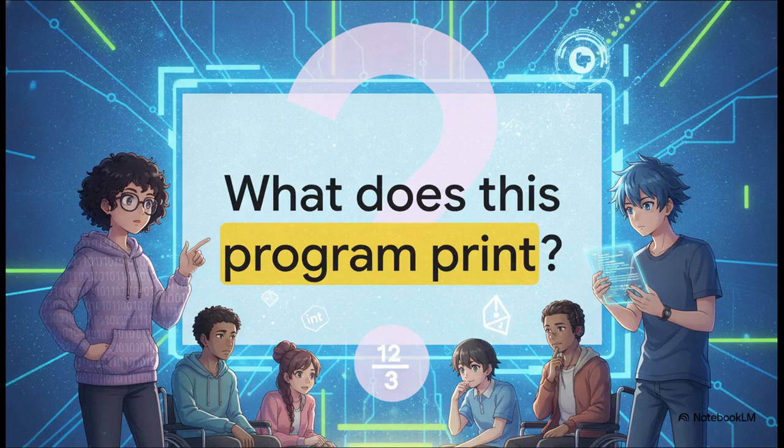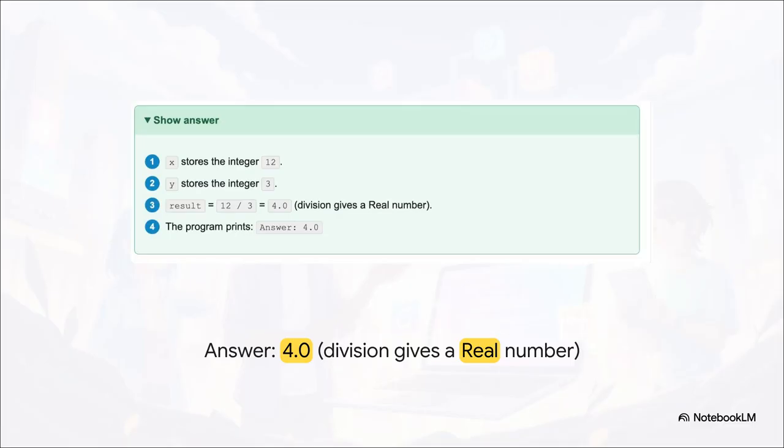Okay, let's put this to the test and see how it all builds together. Take a look at this quick little Python program. We have x equals int("12"), y equals int("3"), result equals x divided by y, and finally print("answer") followed by our result variable. What do you think this is going to output on the screen? Take a second. Got a guess?